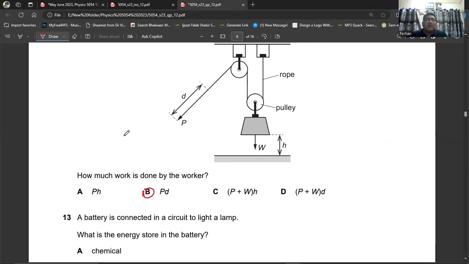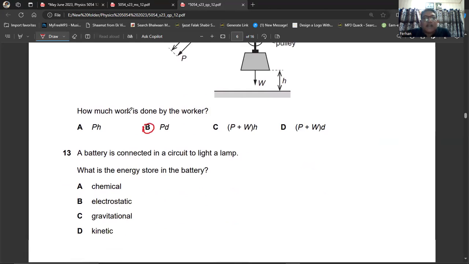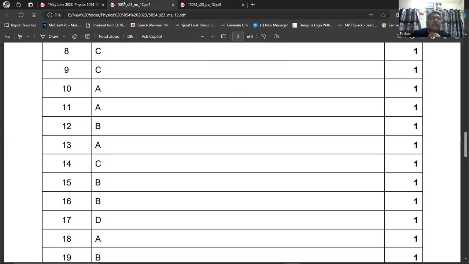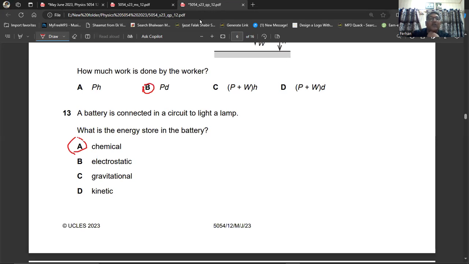Yeah. Now we are going to the next question, and that next question says, a battery is connected in a circuit to light a lamp. What is the energy stored in the battery? The energy stored in the battery is chemical potential energy. Chemical potential energy. So I think A is the right choice. Question number 13, A is the right choice.